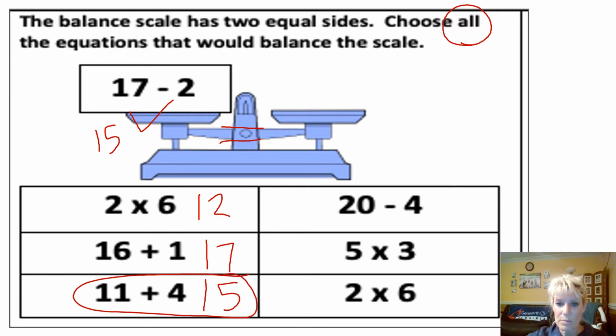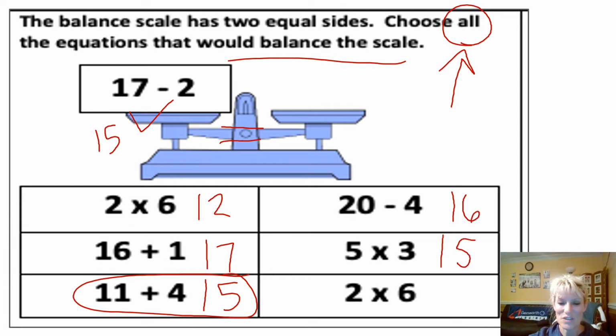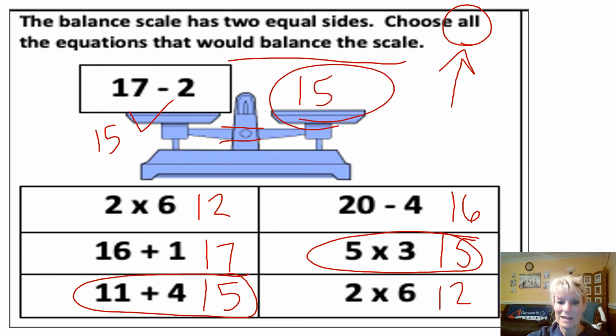Now I don't stop, because I want to make sure that I do all the equations that would balance the scale. 20 take away 4 is 16. 5 times 3 is 15, so that would balance the scale. And 2 times 6 would be 12, so that would not balance the scale. So I actually have two answers here that would fit right here, because I need this to balance 15. So the 5 times 3 would go there, or the 11 plus 4 would go there as well.